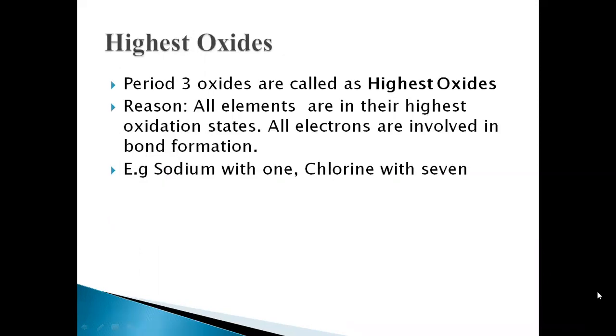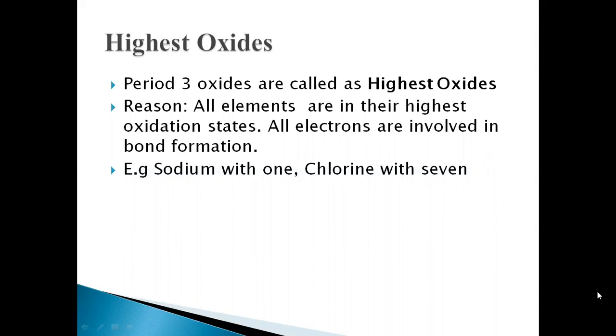So these period 3 oxides are also called highest oxides. Now, what's the reason for calling them highest oxides? Because all the elements present in period 3, in these oxides, have their highest oxidation state. How? Every element forming an oxide has all of the electrons present in its outermost shell involved in the bond formation.